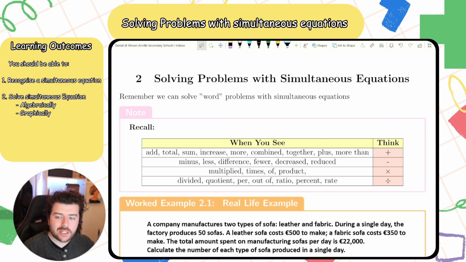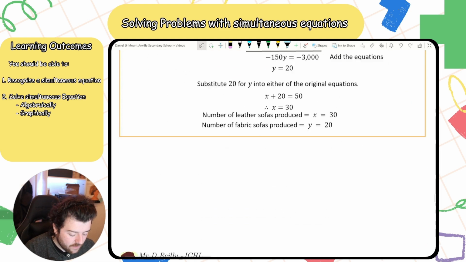When you see words like add, total, sum, increase, more, combine, together, plus, more than, you think of addition. When you see words like minus, less, difference, fewer, decrease, reduce, you think of minusing, and multiplied, times of, and product. We wouldn't really have to worry about the last two per se, but it's always good to keep in mind and be flexible with this vocabulary.